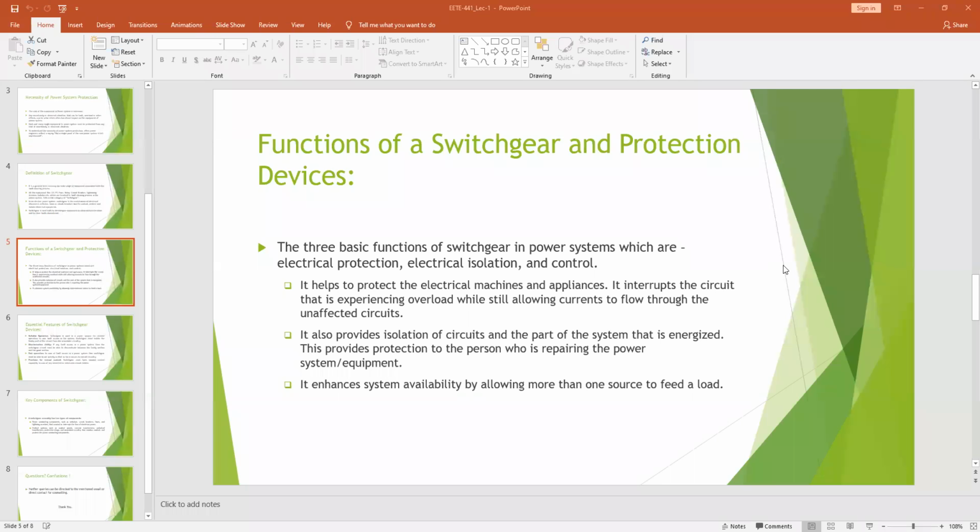There are three basic functions of switchgear in a power system, which can be provided by the switchgear devices, and these are named electrical protection, electrical isolation, and control. So what are those things? First of all is the electrical protection. It indicates that the switchgear devices will interrupt the circuit that is experiencing overloading while still allowing currents to flow with the unaffected circuits. Now I'm giving you some examples.